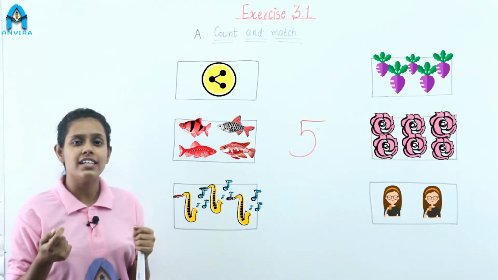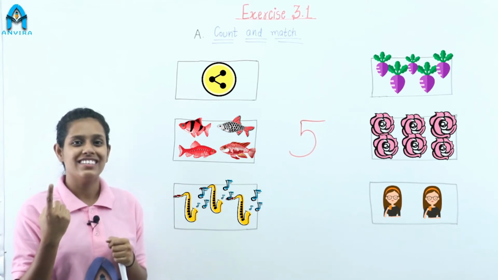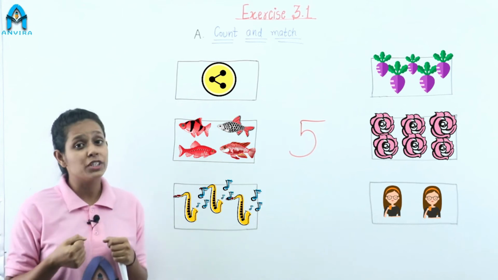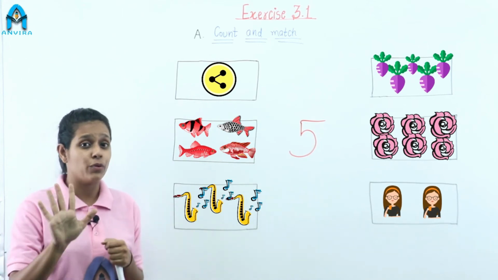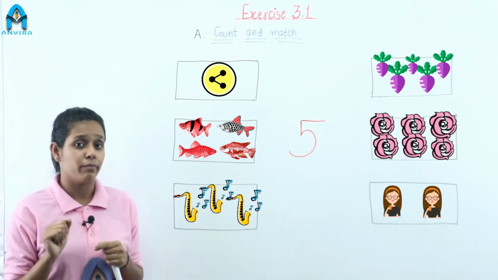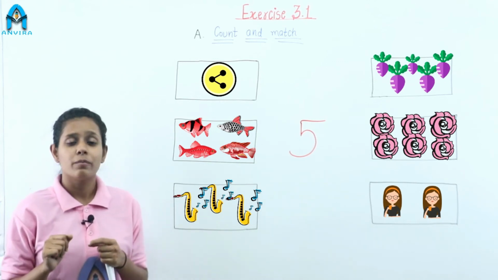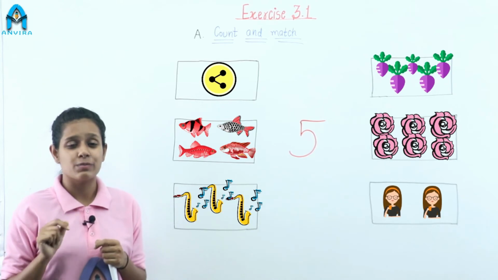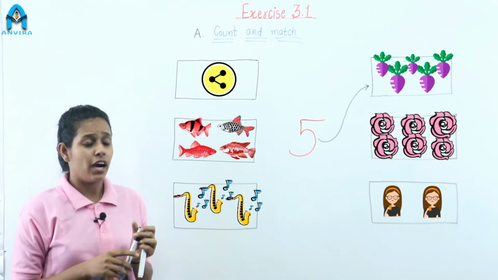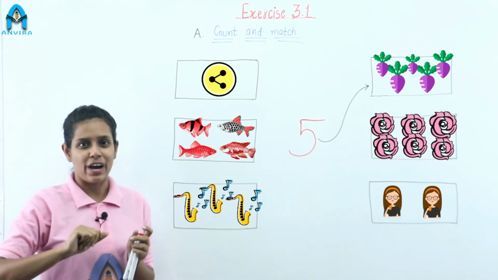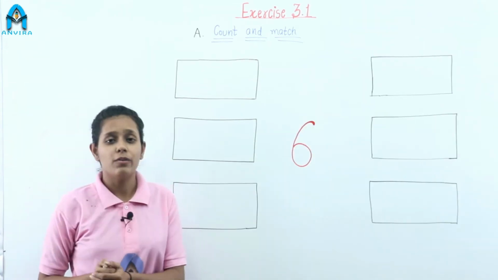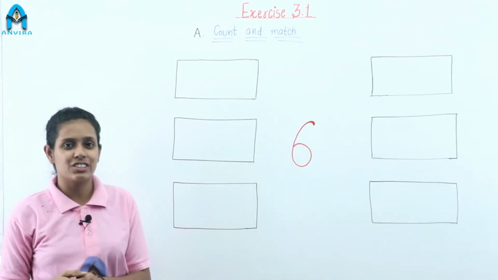Girls. How many girls? 1 and 2. Now, which picture is matched with number 5? Look at the all pictures. Which picture match with number 5? Picture of turnips. Turnips are in number 5. Now, we match number 5 with turnip like this. Now, let's go to our next question.